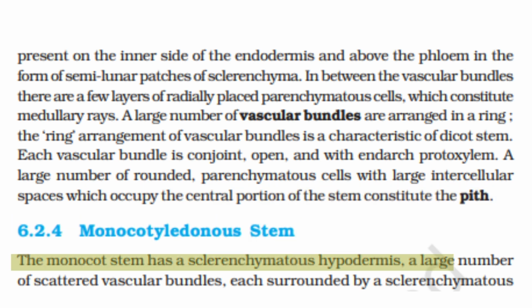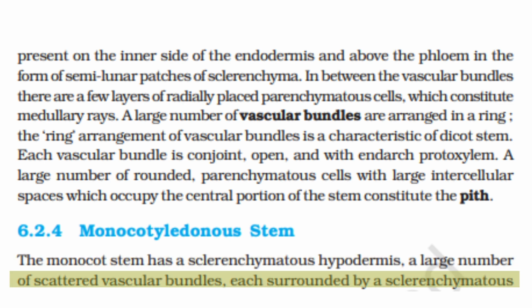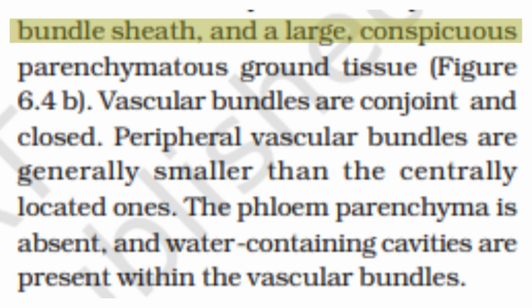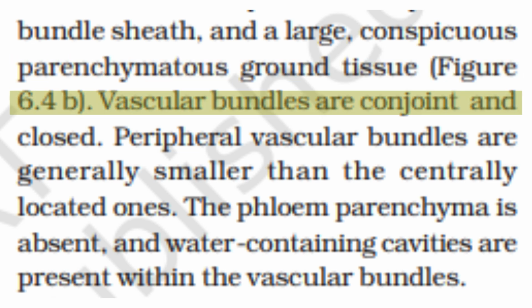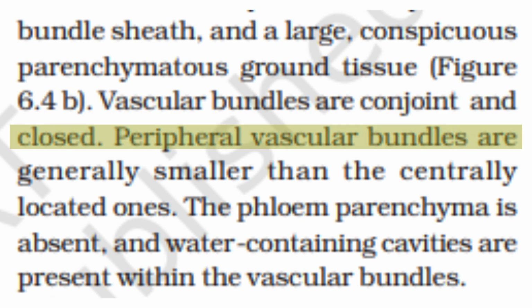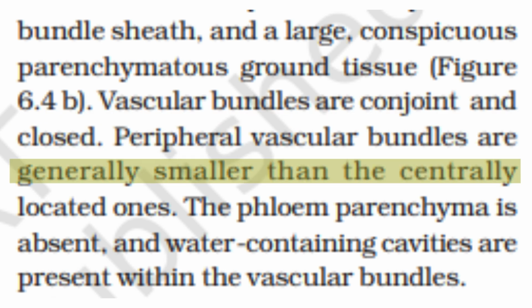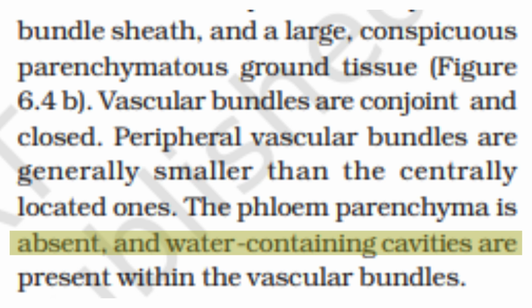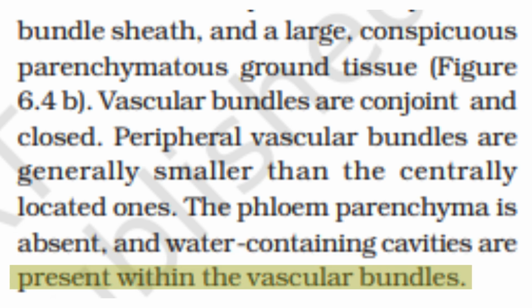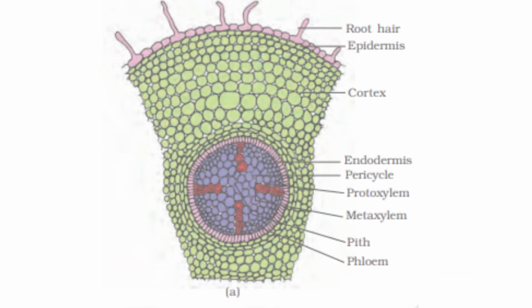Monocotyledonous stem. The monocot stem has a sclerenchymatous hypodermis, a large number of scattered vascular bundles, each surrounded by a sclerenchymatous bundle sheath, and a large conspicuous parenchymatous ground tissue. Figure 6.4b. Vascular bundles are conjoined and closed. Peripheral vascular bundles are generally smaller than the centrally located ones. The phloem parenchyma is absent and water-containing cavities are present within the vascular bundles.